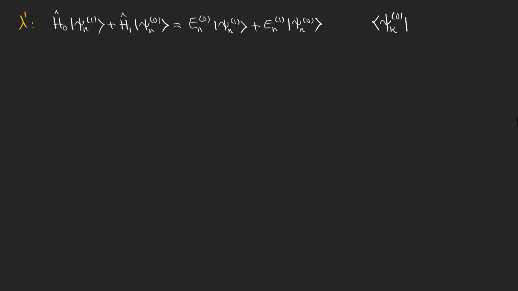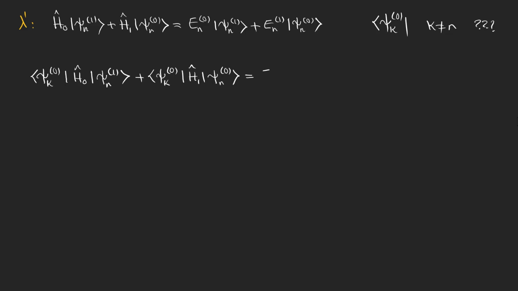Now, what about other eigenstates of the unperturbed system? What would happen if we multiplied by the other eigenbras, other than the one associated with n? Let's do this and use these eigenstates to see what happens. This one disappears because k and n are different, and as these eigenkets are orthonormal, this term goes to 0.